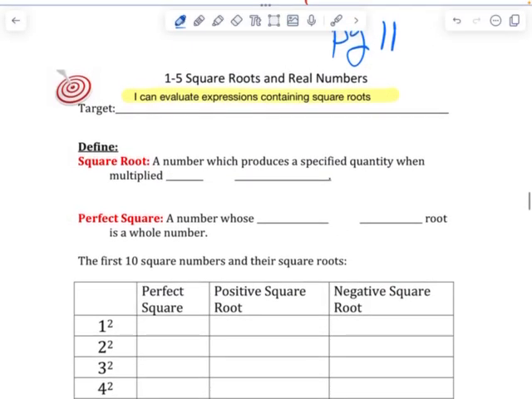Welcome to Section 1-5, Square Roots and Real Numbers. Today's lesson target is: I can evaluate expressions containing square roots. Please copy that down onto your notes.